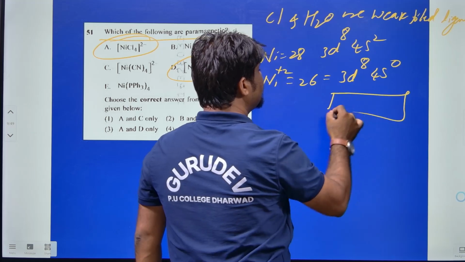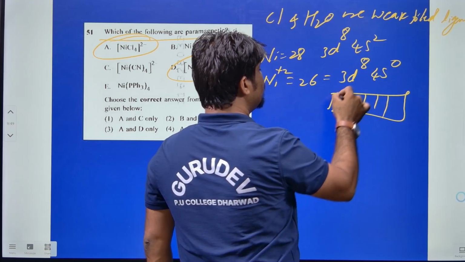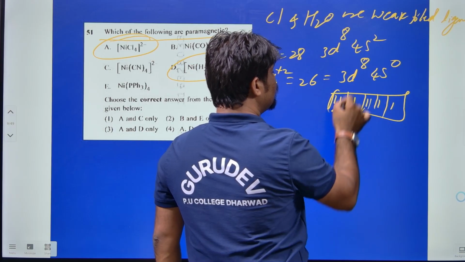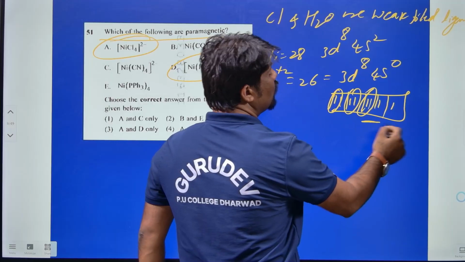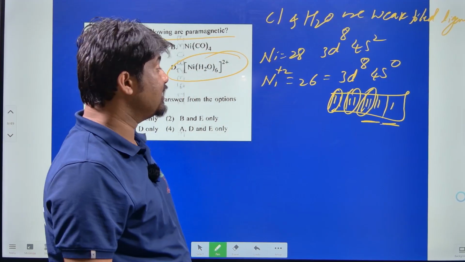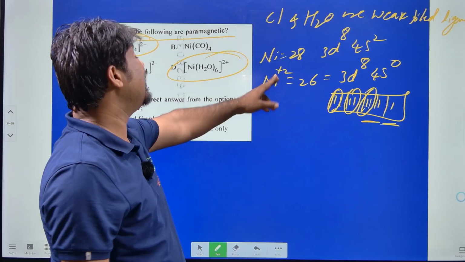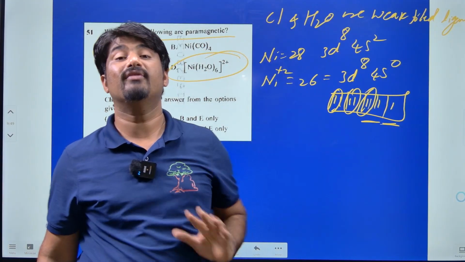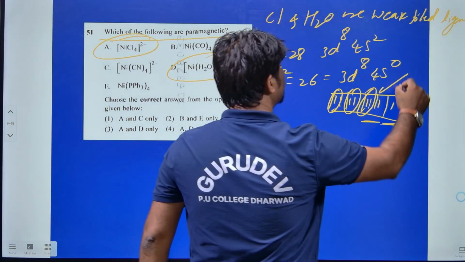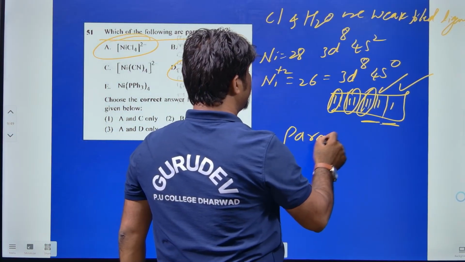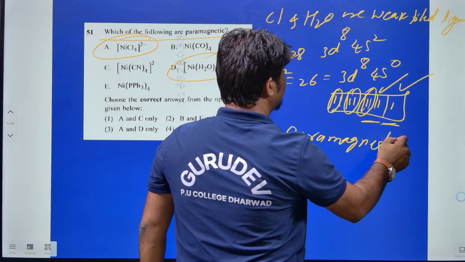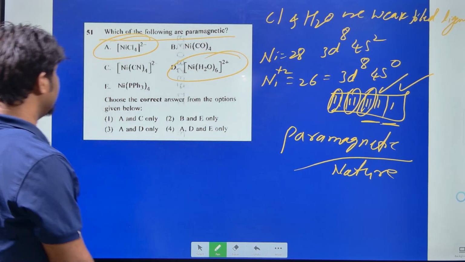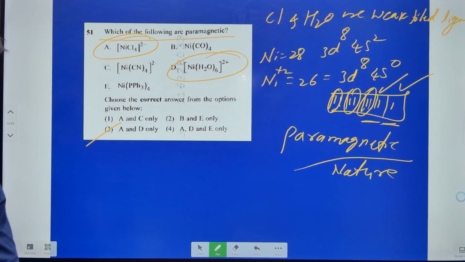D orbital containing how many? 1, 2, 3, 4. If you fill the 8 electrons here, 1, 2, 3, 4, 5, 6, 7, 8. So here 3 orbitals are paired up, only 2 orbitals are remaining with unpaired electrons. So when this Ni plus 2 ion is attached with Cl and H2O as weak field ligands, no pairing of electrons takes place. Hence these single electrons remain as they are, so it shows paramagnetic nature. Hence, answer A and D. Yes, option 3 is having only A and D.